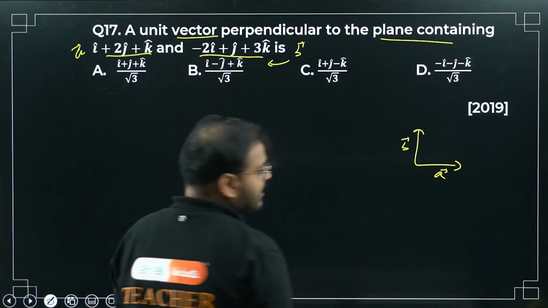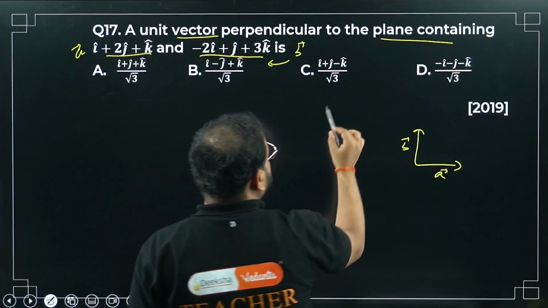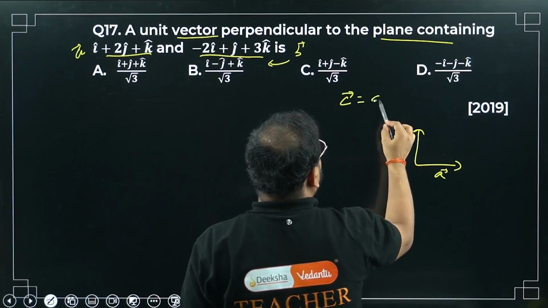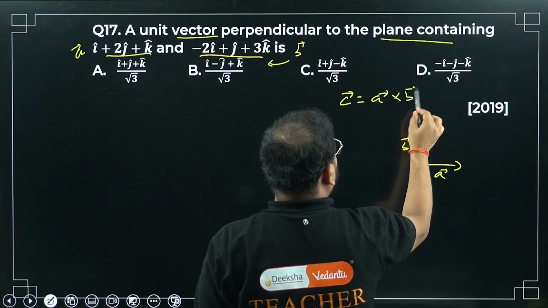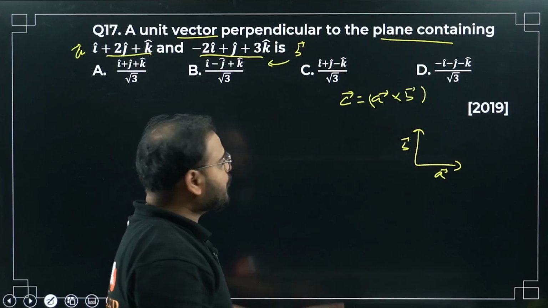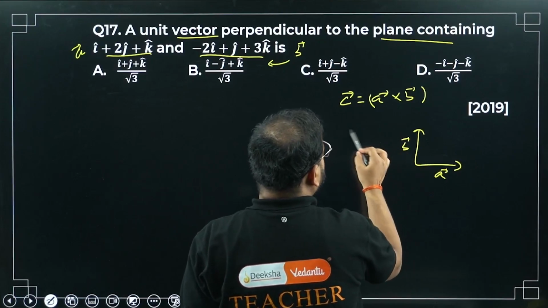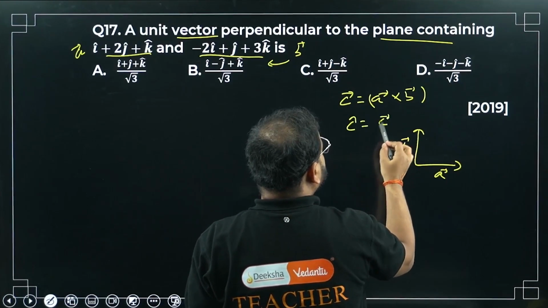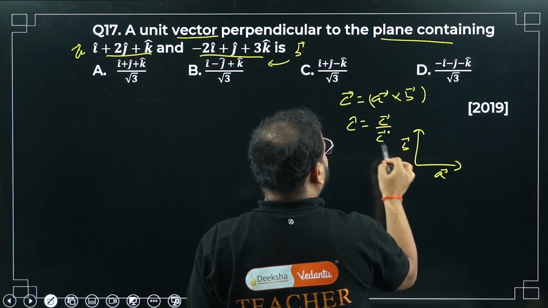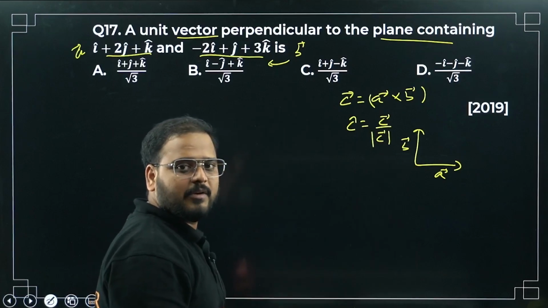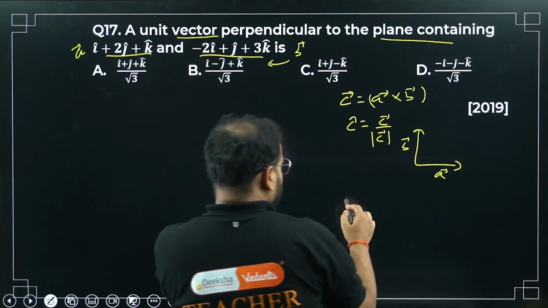So I can find A cross B. Whatever is the result, let's say C equals A cross B. Once you find C, your answer would be C cap. How much is C cap? Vector C upon mod of vector C. So find the vector C first.